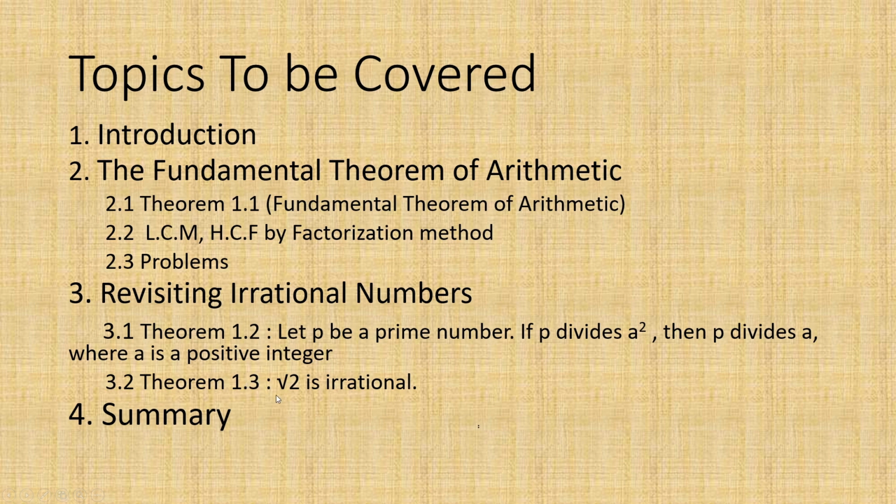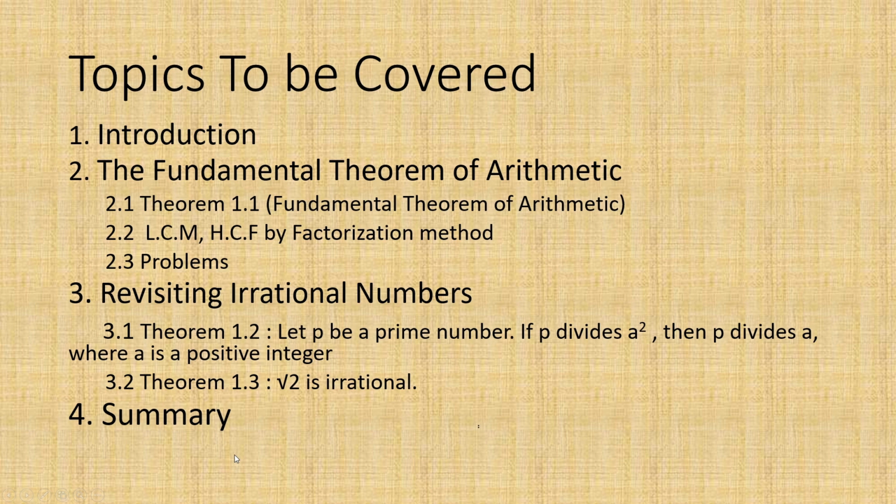And next, one more theorem: root 2 is irrational. 2 is the first prime number, and root 2 is the first irrational number. So we need to prove root 2 is irrational. Depending upon this proof, we will also prove the irrationality of other numbers. We will see problems and examples of irrational numbers, and finally a summary of all the topics we covered.